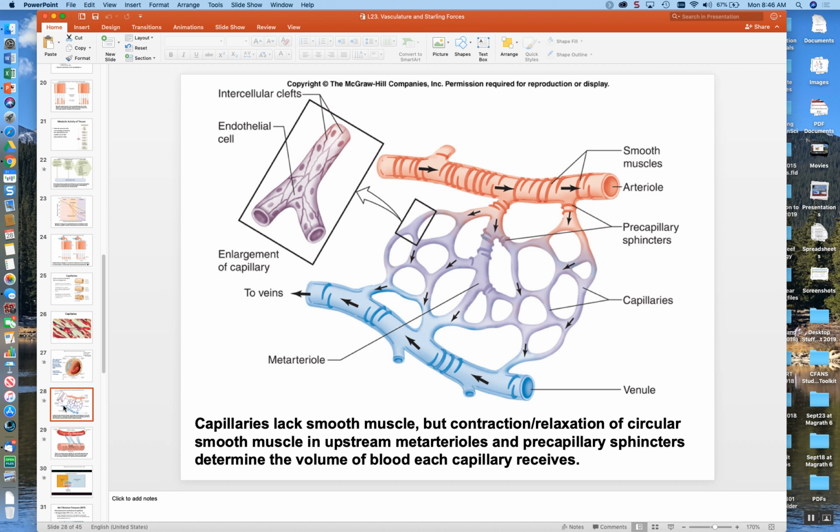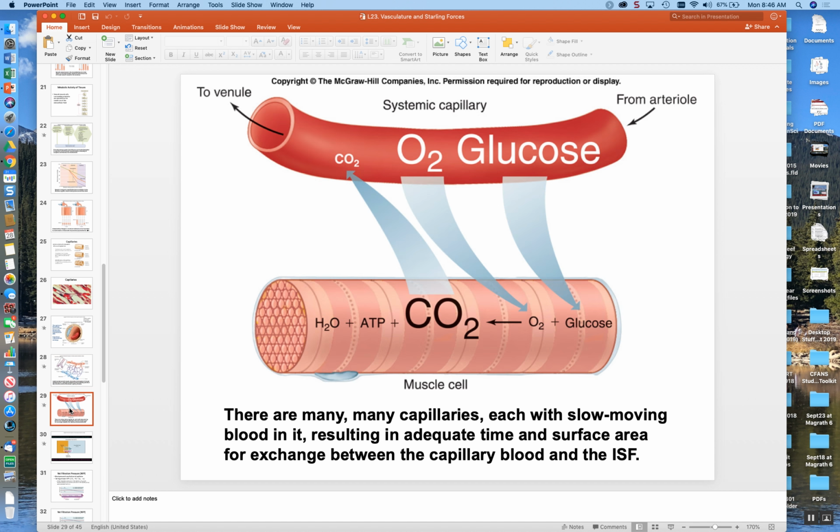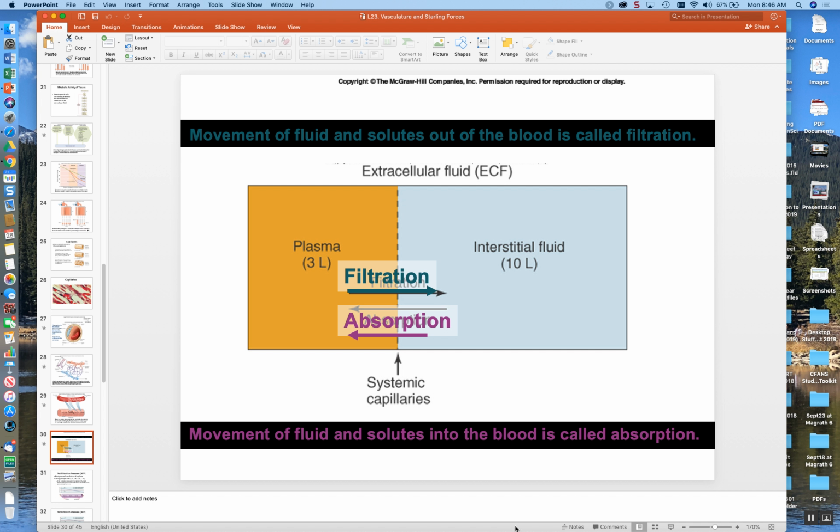So again, remember the capillaries are in parallel with each other. This is actually one of the more important concepts today. I want to talk about net filtration pressure. And you will have a calculation on your exam on Wednesday, but it's very simple. It's all about addition and subtraction. It's not a very complicated equation. First let me just give you some information about filtration and absorption.